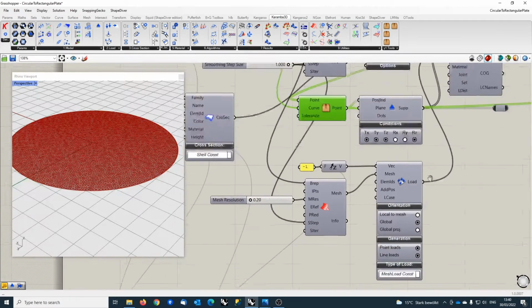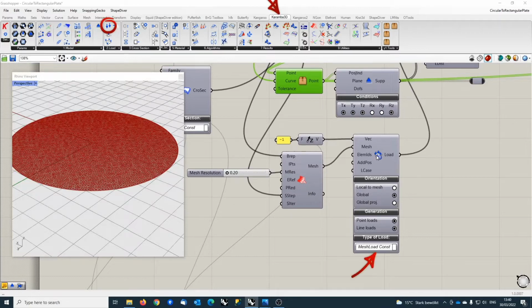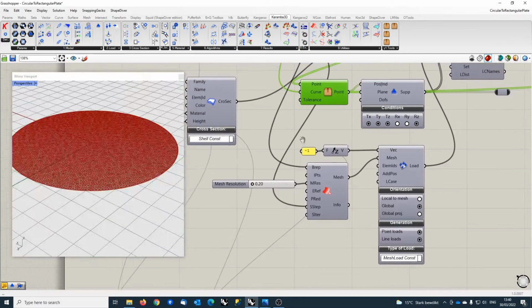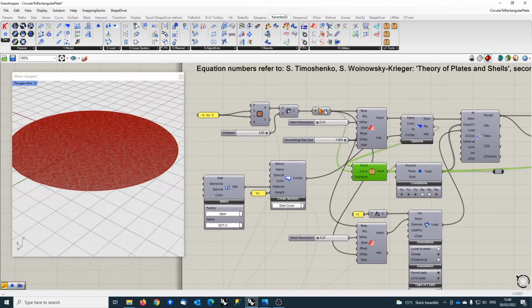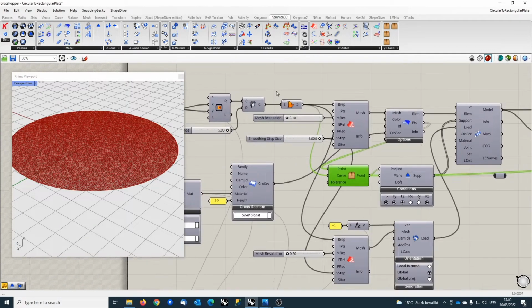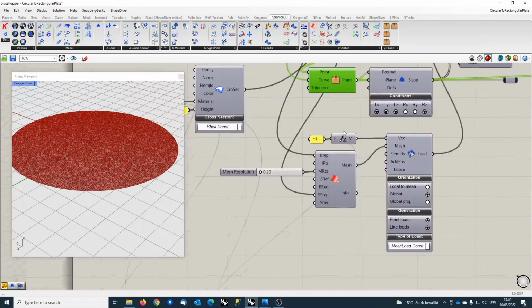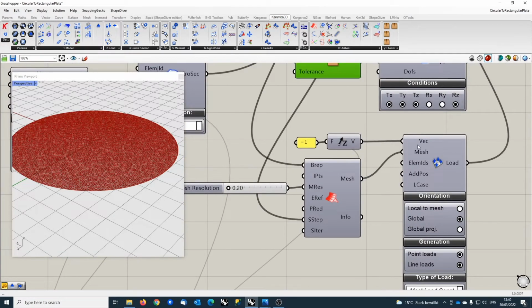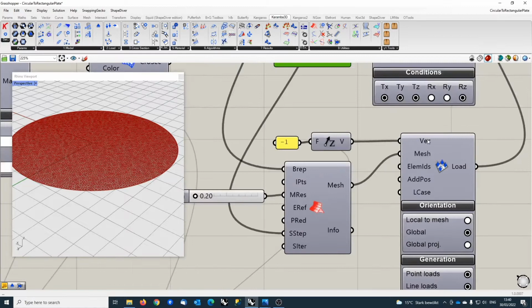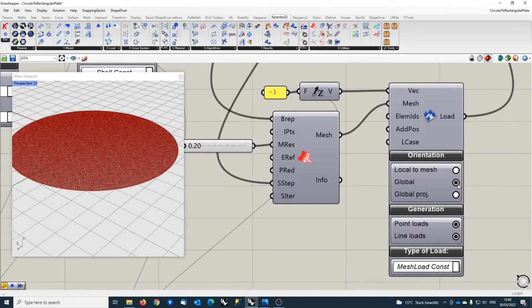The load is a mesh load. The mesh is taken again from the surface of the plate. And the load is a uniformly distributed load of 1 kilonewton per square meter pointing downwards in global direction.